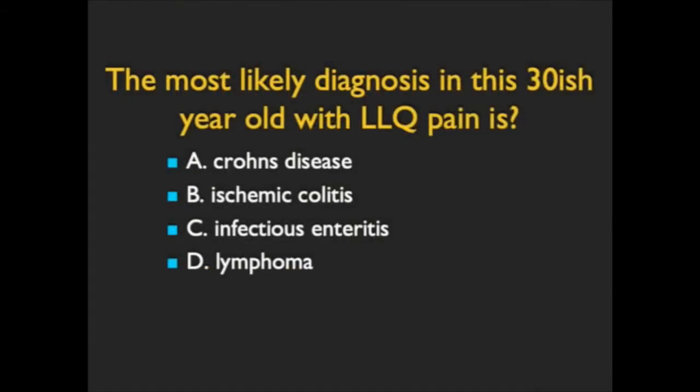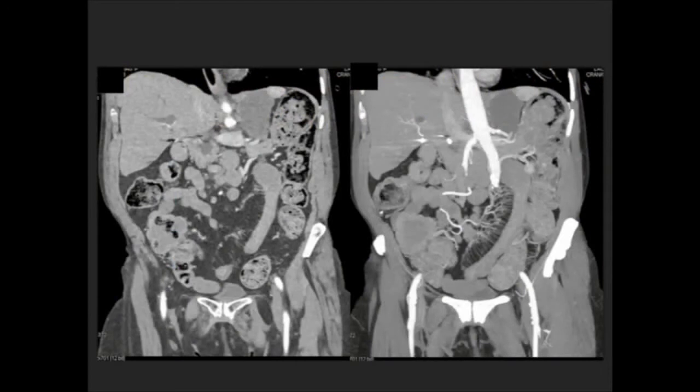The most likely diagnosis in this 30-year-old with left lower quadrant pain. When you look at the images, coronal and a MIP imaging, you see a thickened loop of small bowel to the left of midline. When you look at the MIP, you see the most beautiful comb sign. The comb sign was almost classic, though not perfect, for Crohn's disease. Also, you see a lot of fat around the bowel, fibrofatty proliferation.